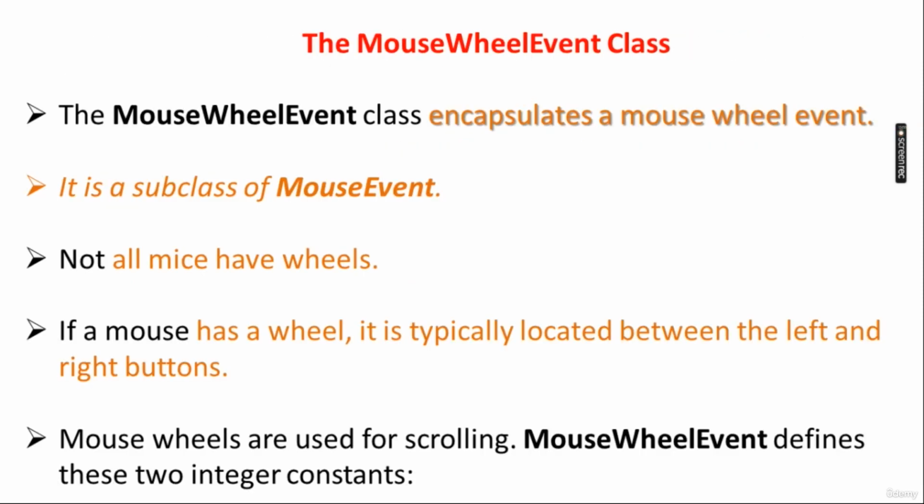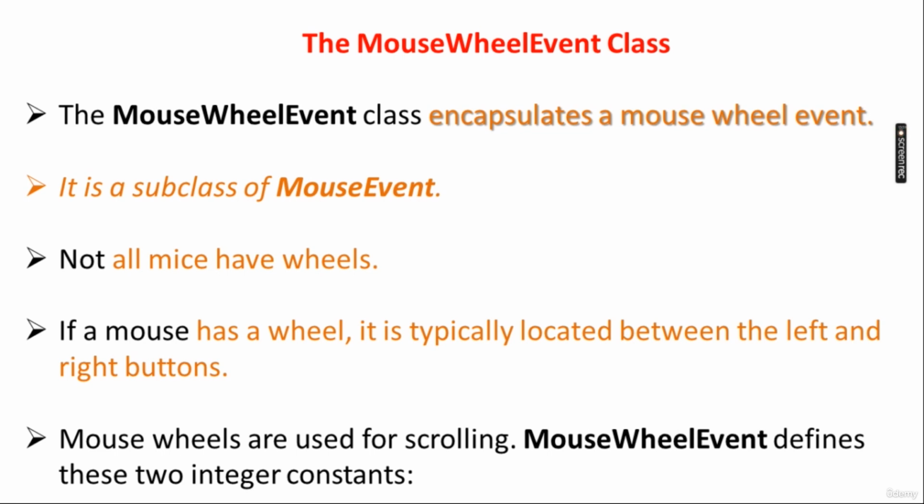The MouseWheelEvent class. This class encapsulates a mouse wheel event. It is a subclass of MouseEvent. Not all mice have wheels. If a mouse has a wheel, it is typically located between the left and right buttons. The wheel between the left and right buttons is generally used to scroll the page.